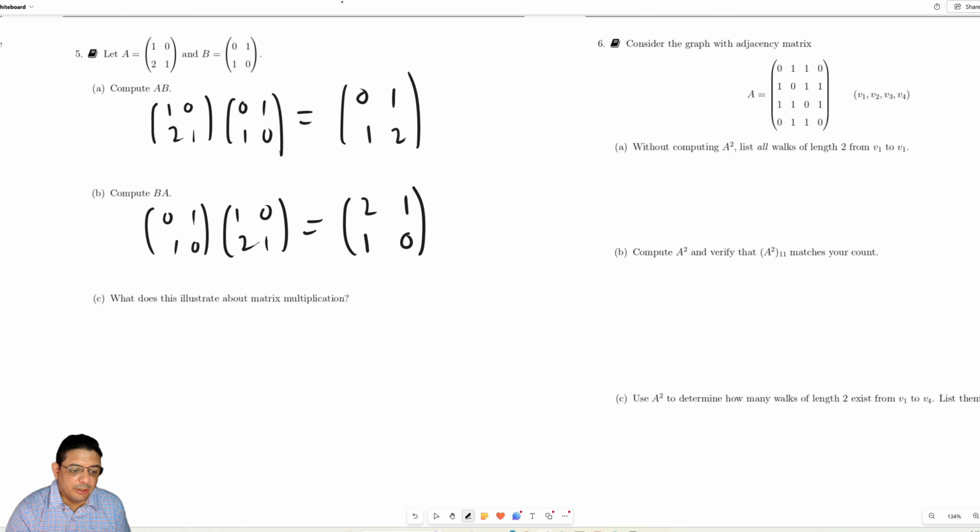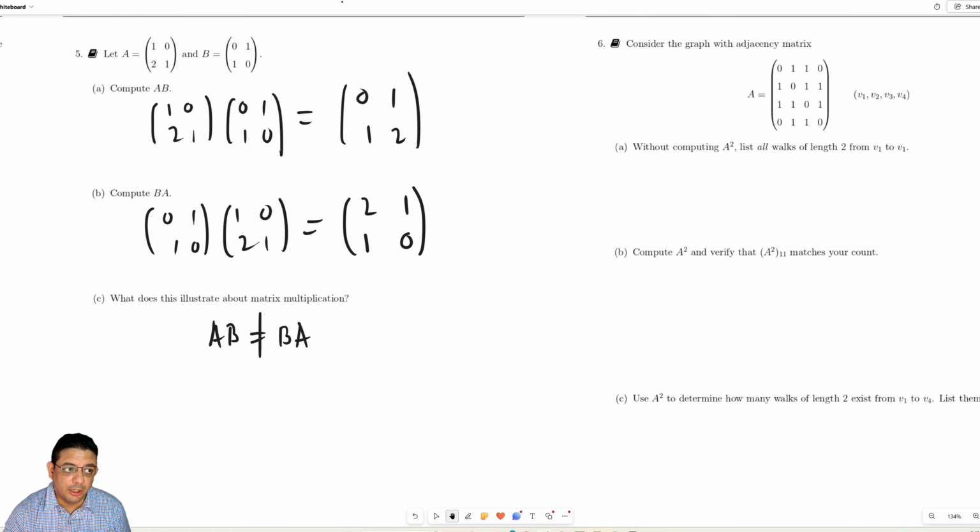So the question he asked is, what does this illustrate about matrix multiplication? Well, this pretty much illustrates that A times B is going to be different from B times A. And so multiplication of matrices is not commutative. And that's important because that tells me information about how matrices are going to behave and how corresponding graphs might behave.